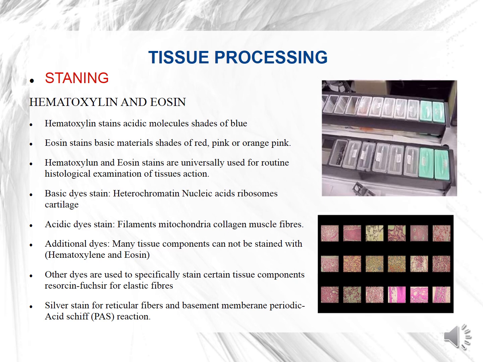The next step of tissue processing is staining. The most commonly used stain in the lab is hematoxylin and eosin. Hematoxylin stains acidic molecules shades of blue. Eosin stains basic molecules shades of red, pink or orange. Hematoxylin and eosin stains are universally used for routine histological examination of tissue sections.